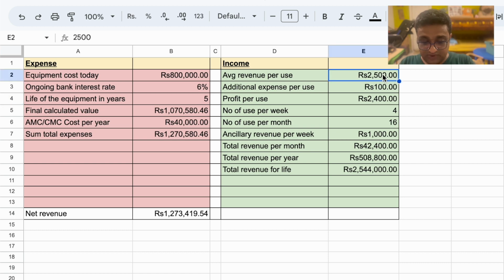Let's put some real figures. Let's reduce it to 1,000 and see what happens. If you're a person who does YAG capsulotomy or a YAG PI for 1,000 rupees per case, and you run the same thing in the calculator, it shows you that you are at a net loss at the end of 5 years. You still continue to be in loss. You have not recovered your capital investment till now.